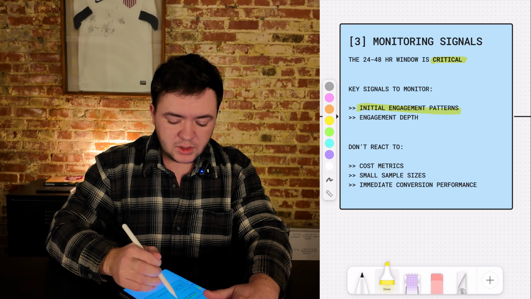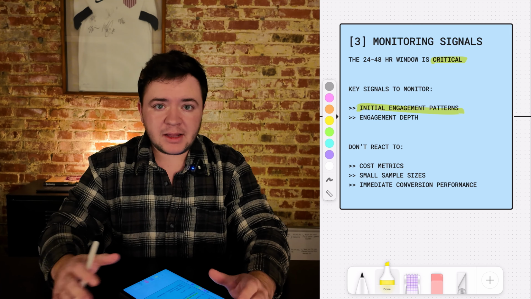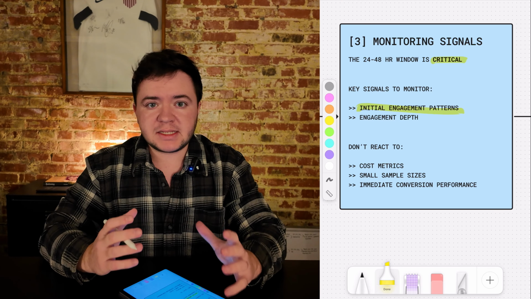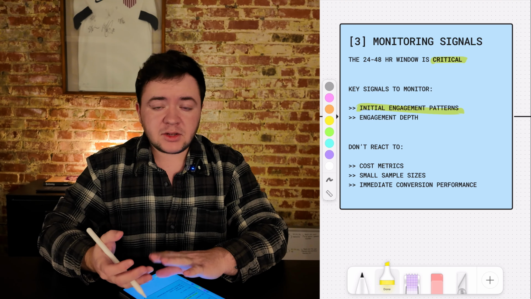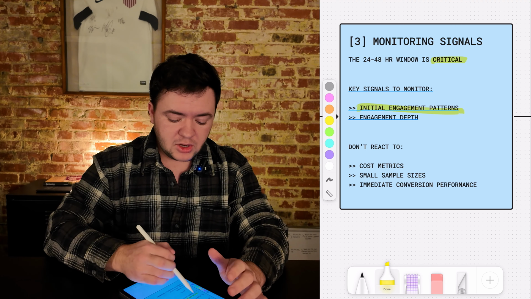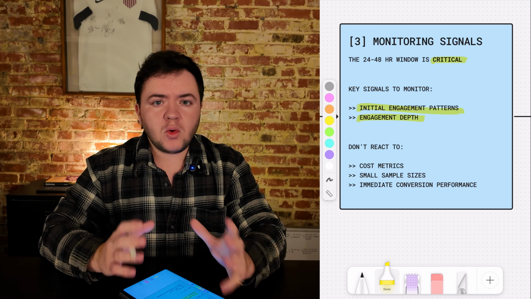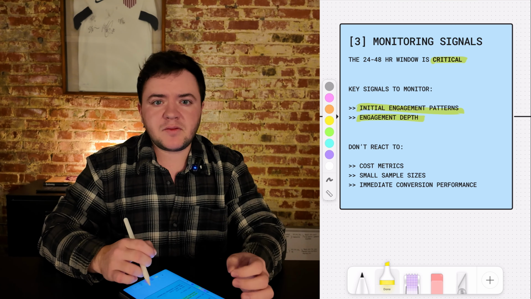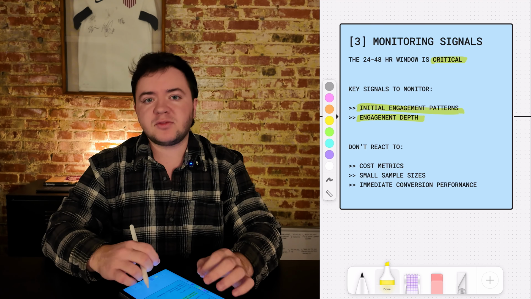These would be the initial engagement patterns. And now what I mean by that is how quickly are people engaging when they see the ad? Are you getting comments? Are you getting shares? Are you getting likes? Things like that. And beyond that, you need to look at your engagement depth. Are people only clicking, or are they sharing it, saving it, or spending a significant amount of time on your content?